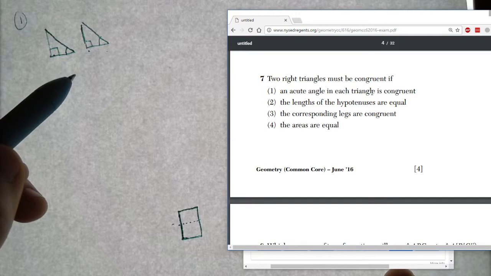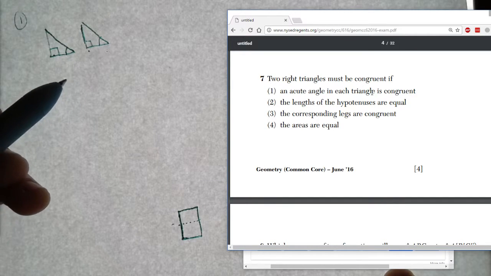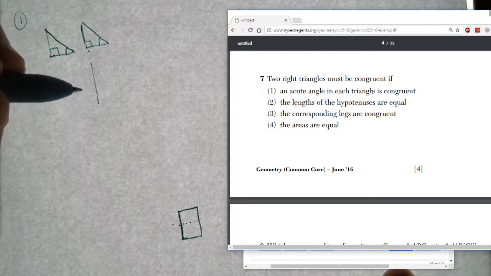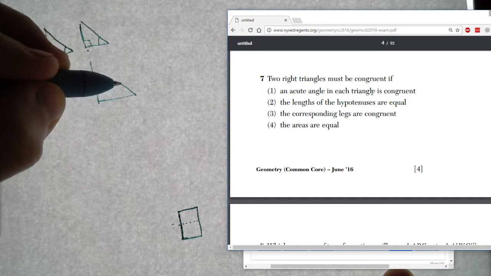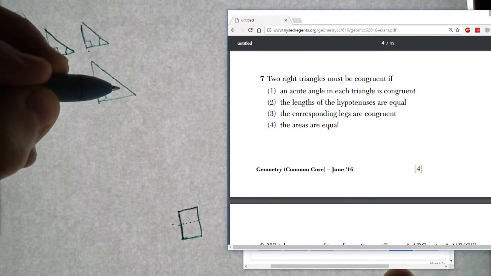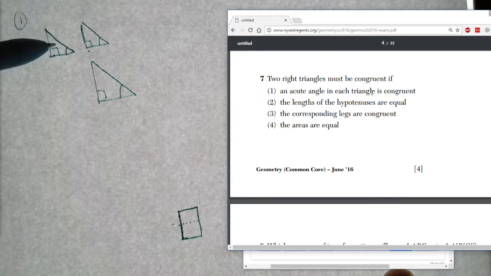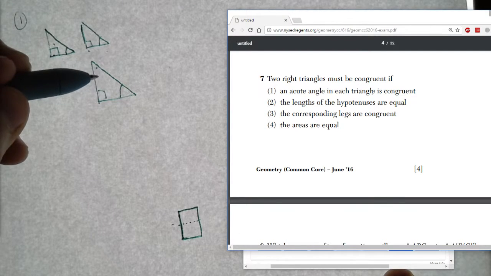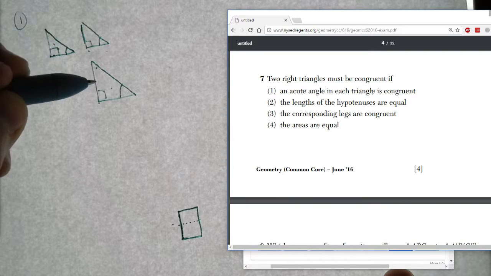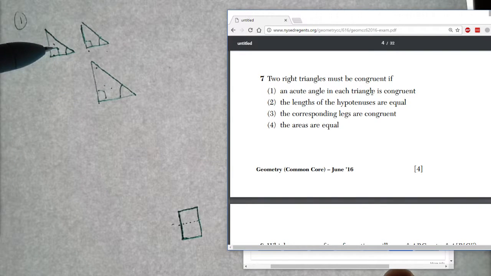But don't forget, angle, angle, angle only gives similarity, because I can draw a triangle that's much bigger, but that still has this right angle and this same equal angle over here. Obviously my bigger triangle, even though all the angles are equal, is not congruent to my smaller one. So 1 cannot be an answer.